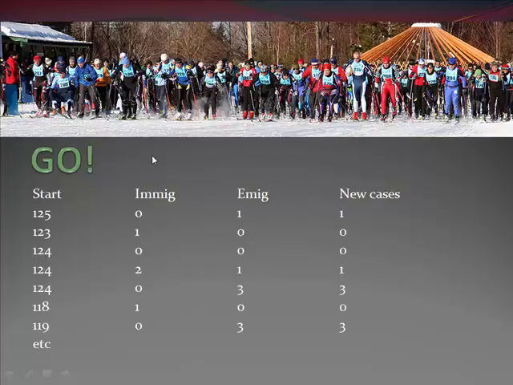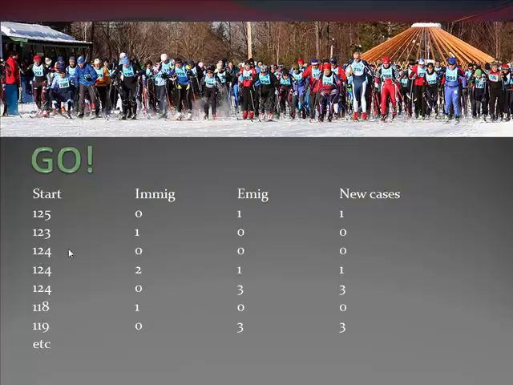So go. So we're starting with 125 people on day 1. No immigrations or births, 1 emigration and 1 new case. Starting with 123 on the next day, we get 1 birth or immigrant, no emigrations or deaths, no new cases. So starting on day 3, we have 124 that are free of disease and at risk of becoming a case.